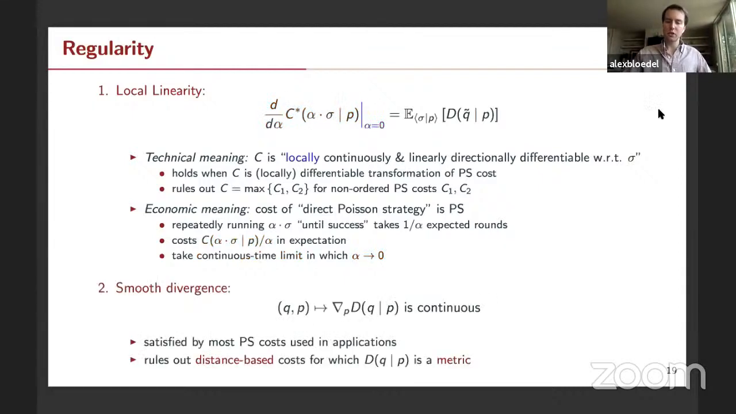The second condition of regularity, the smooth divergence condition, is more straightforward to interpret. I'll note that it's satisfied by most posterior separable costs that people actually use in applications, but it does rule out certain things, like the case where the divergence is a metric, because metrics always have kinks at 0.